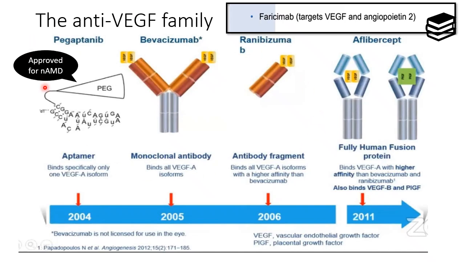These are the members of the anti-VEGF family. The first synthetic anti-VEGF was pegaptanib, and it is approved for neovascular AMD but not for diabetic retinopathy. It binds only one VEGF-A isoform, that is A165. Then came the first anti-VEGF used particularly for diabetic retinopathy, but still off-label, that is bevacizumab.